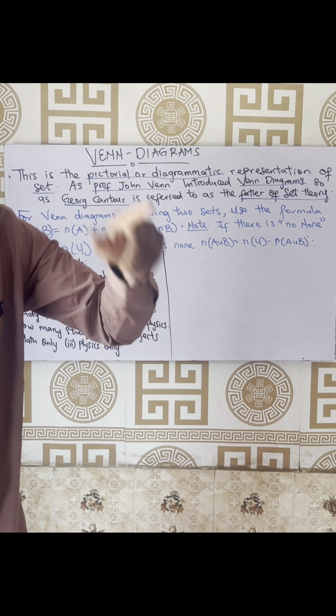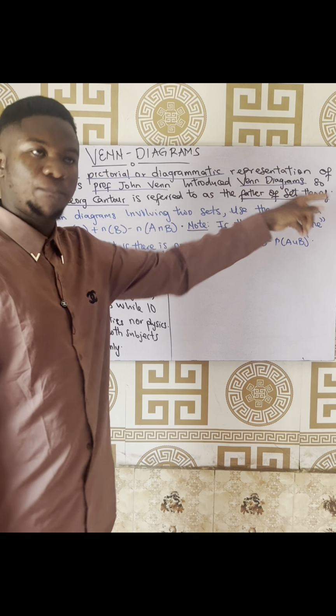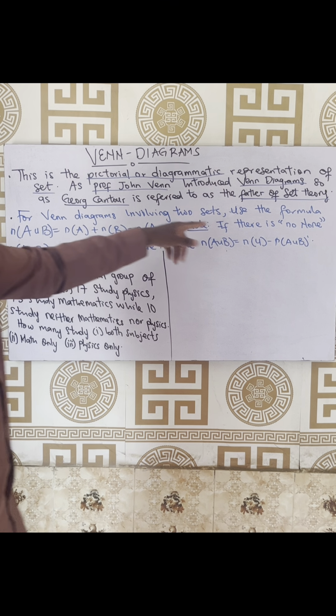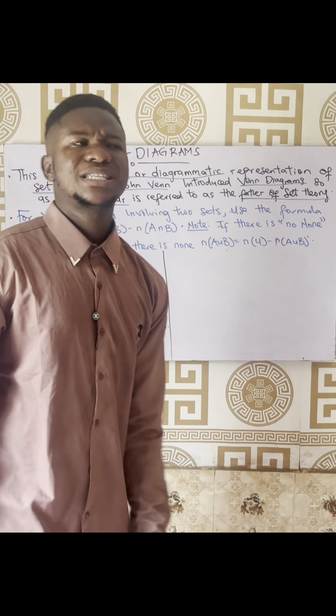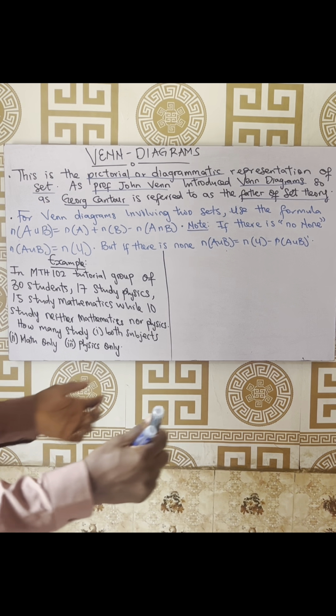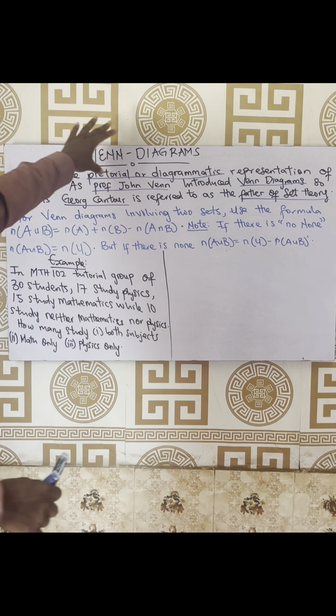So George Cantor is referred to as the father of set theory. This simply means that in set theory, you must not confuse these two names together. One is John Venn, the other is George Cantor. We can refer to John Venn as the father of Venn diagrams, while we can refer to George Cantor as the what? Father of set theory. So this simply means that the person who started the idea of set theory is George Cantor. So that is that.